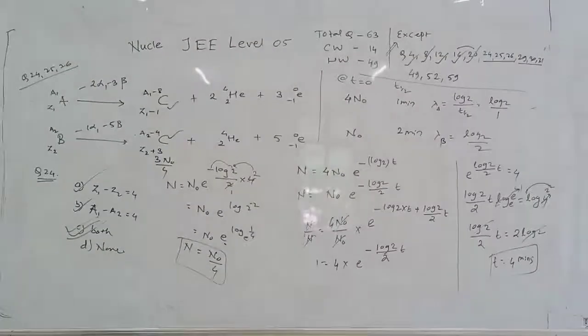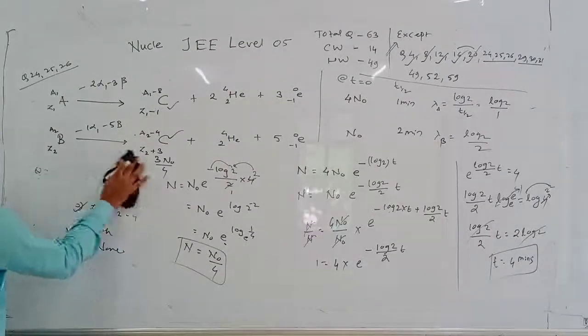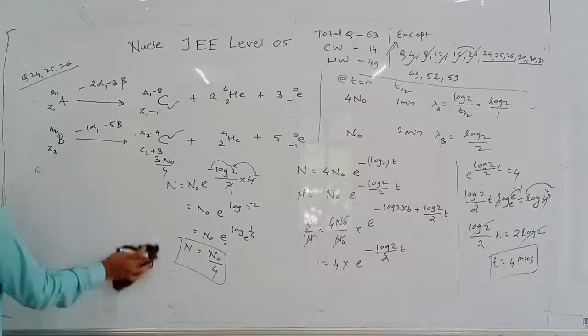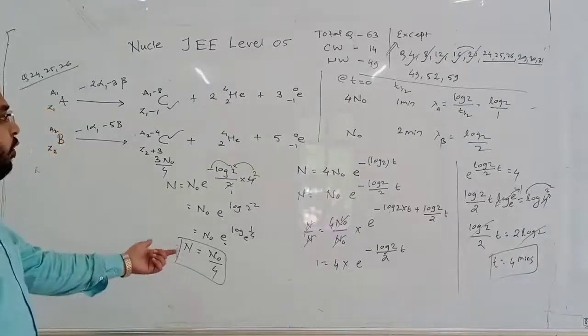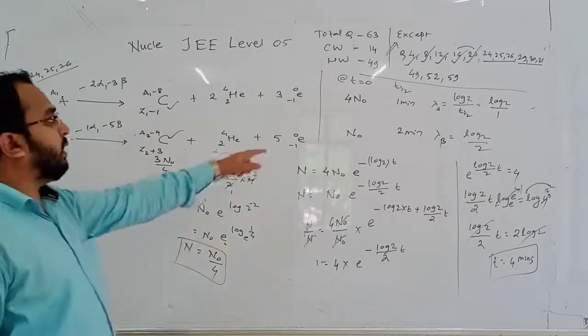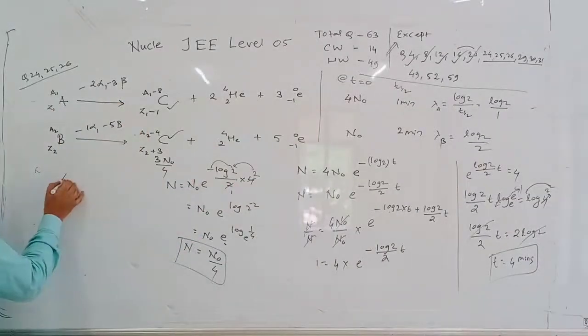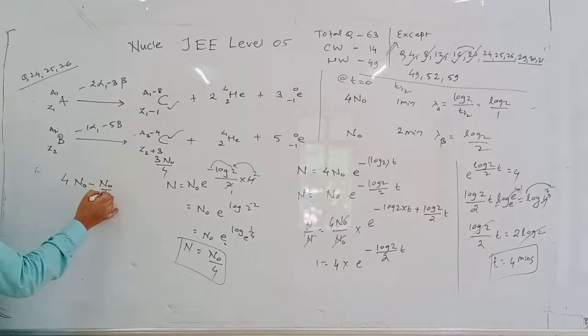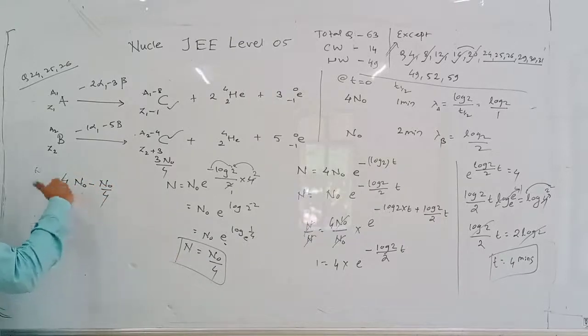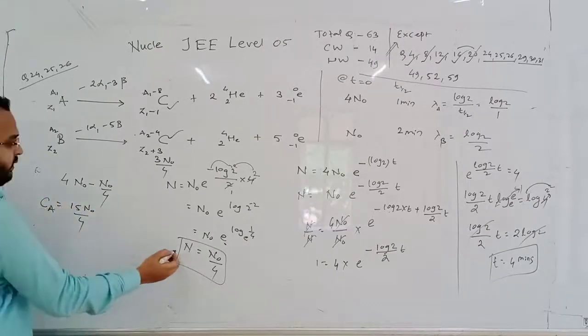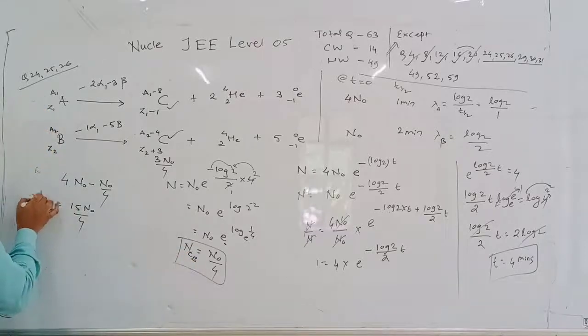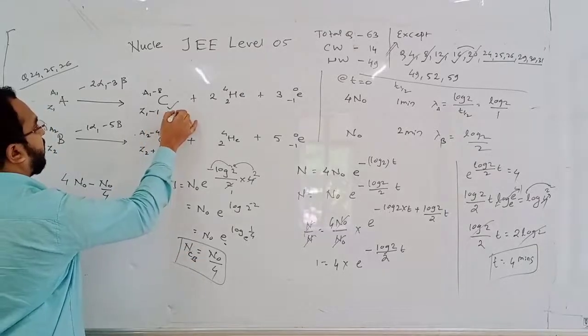Now we need to find how much of C is produced due to A. In A also n0/4 will remain. How much was A initially? 4n0. So 4n0 minus n0/4 is what converted into C. 4 fours are 16, 16 minus 1 is 15 n0/4. This is the amount of C from A. This is the amount of C from B. Okay, 15 n0/4.